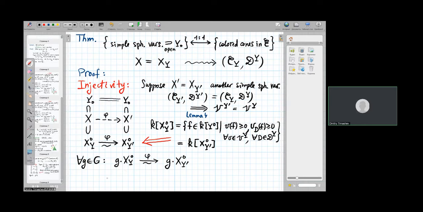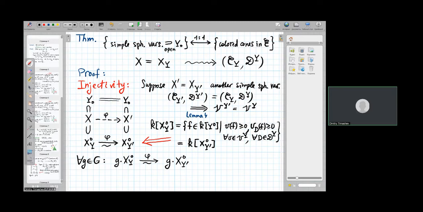Well, how can we infer G equivariance? Phi is G equivariant just because it extends the identity map on the open orbit. Well, this extension is unique, right? Yes, of course, because the rational map is determined by its restriction on any dense open subset.